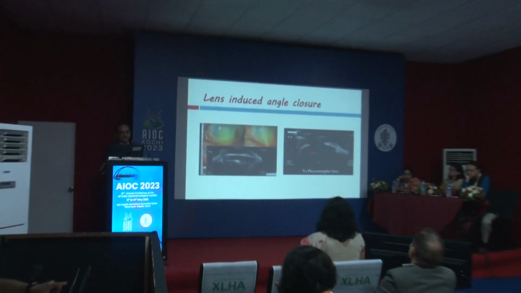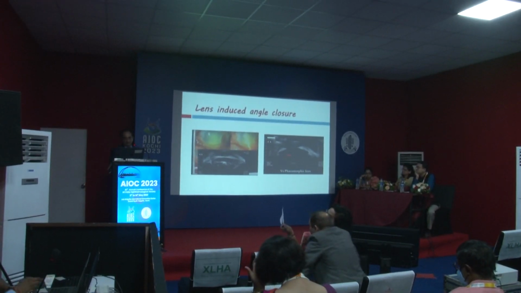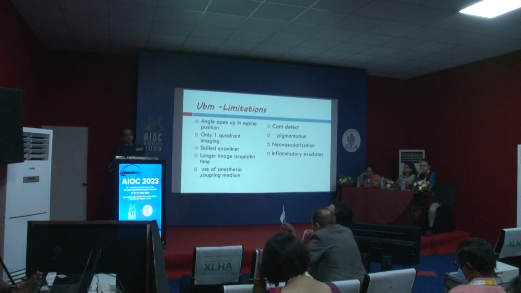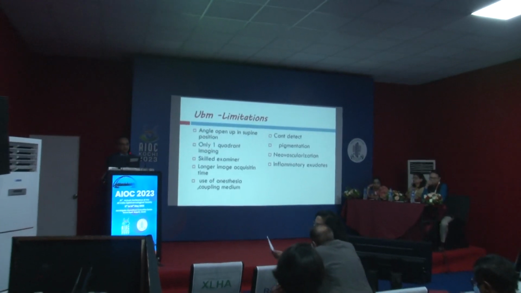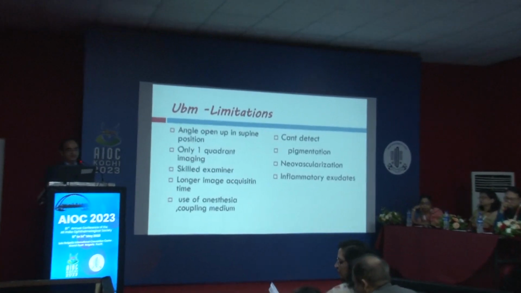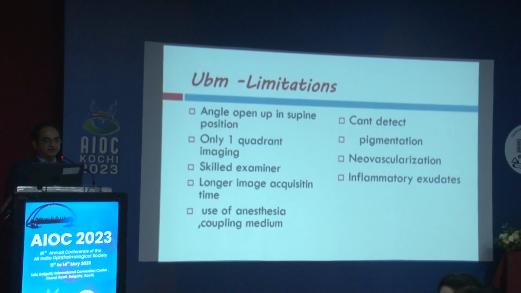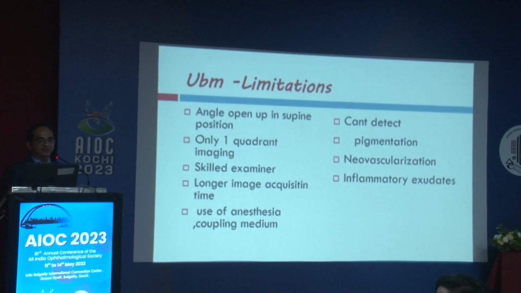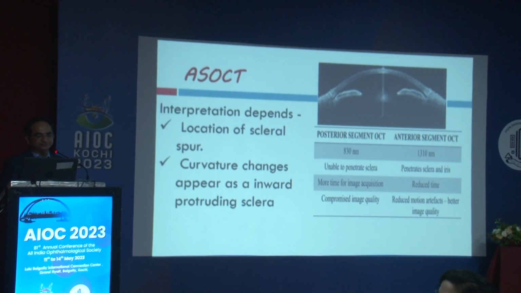In this case of lens-induced angle closure, you can see the phacomorphic lens clearly visible by this method, but it has limitations. Angles open up in supine position, only one quadrant imaging, need a skilled examiner, and it cannot detect pigmentation, neovascularization, and inflammatory exudates. Next comes the ASOCT.